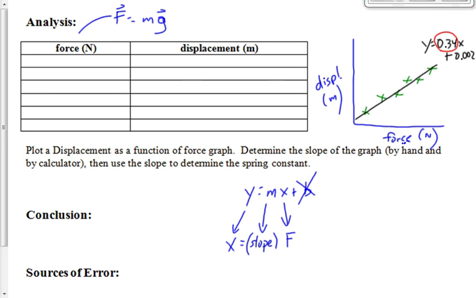So the equation for any straight line graph, y equals mx plus b, is tailored for this particular graph to look like this. X is equal to the slope times the force. Now what I want you to do is take an equation from your data sheet that has those two variables in it. F is equal to kx. I want you to rearrange it to solve for x, because that's what we solved for in our first equation. X is equal to F over k.